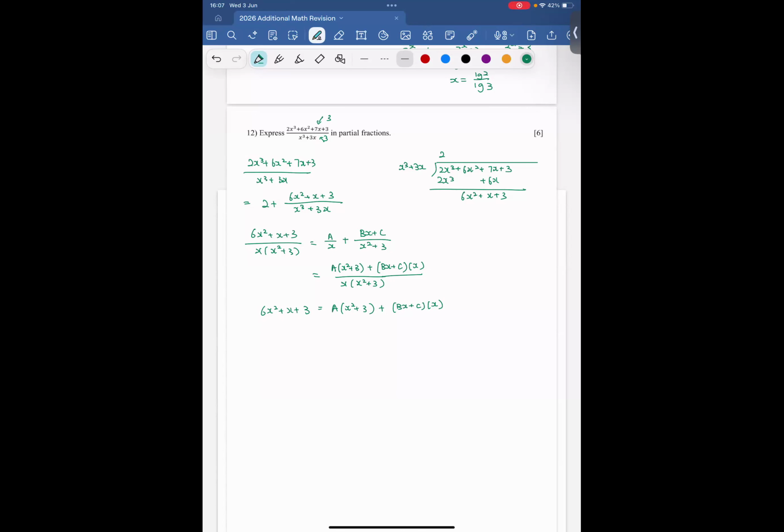Okay, so how to continue? Let x be 0 first. So this will be 3. You let x be 0, the b and c disappear. This will be 3a, so a equals 1. Okay, you can see for this question, actually expanding is not that difficult after you find a. So I found a already, I expand.